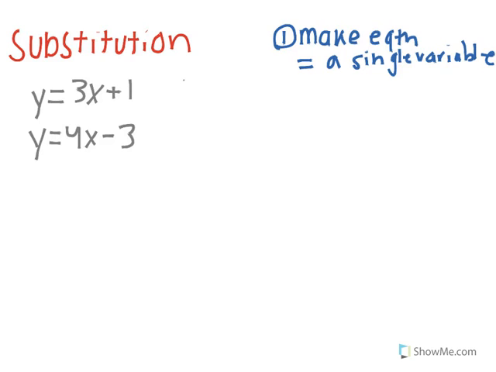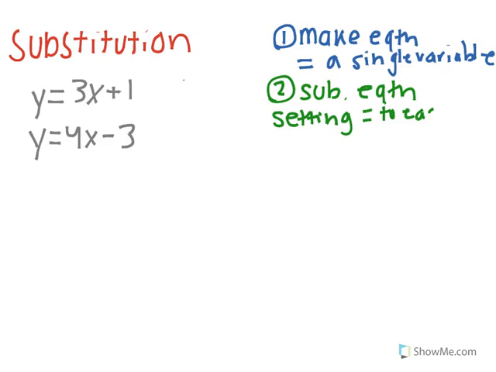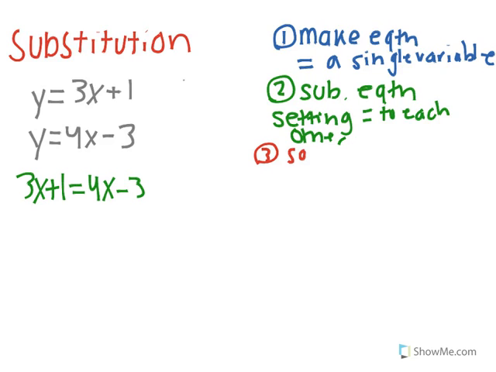And now our second step is what I call the substitute step, where we set the equations equal to each other. You're substituting the y for the other equation. Like this. Now we solve for the first variable.